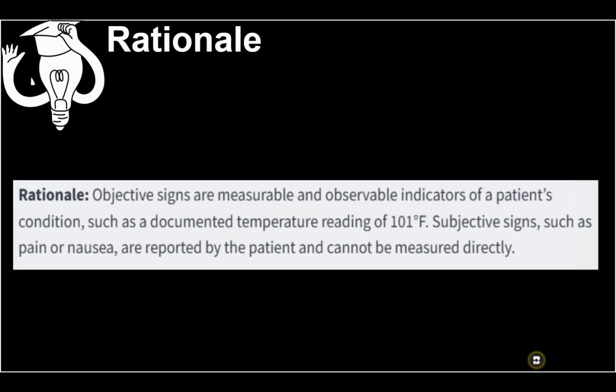Now, I want you guys to remember, objective signs are measurable and observable indicators of a patient's condition. Again, an example would be a documented temperature of 101 degrees Fahrenheit, an elevated blood pressure, maybe a positive stress test. Objective signs are those that we can measure. They're measurable and observable. When we're talking about subjective signs, this is what our patient feels. These are those symptoms that we cannot see. They're the symptoms that our patient experiences. Examples would be an upset stomach, a headache, nausea. We cannot measure these directly.